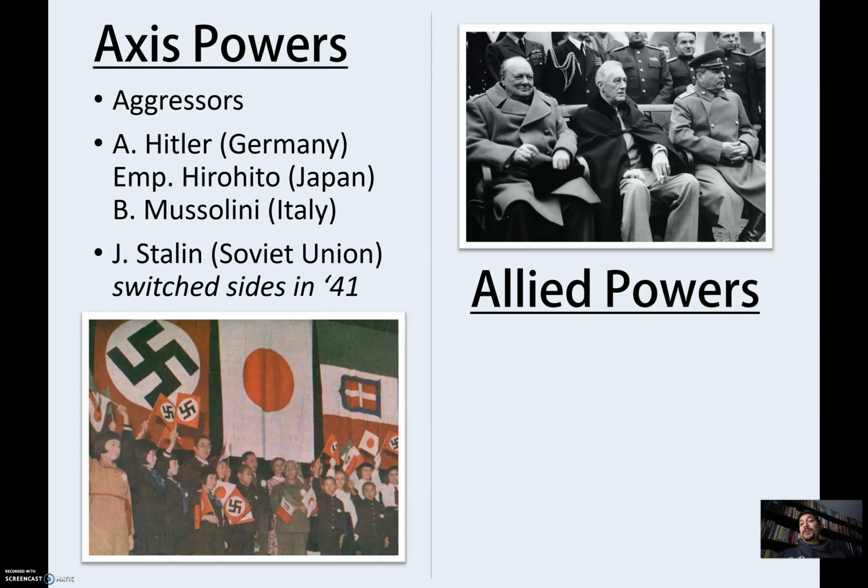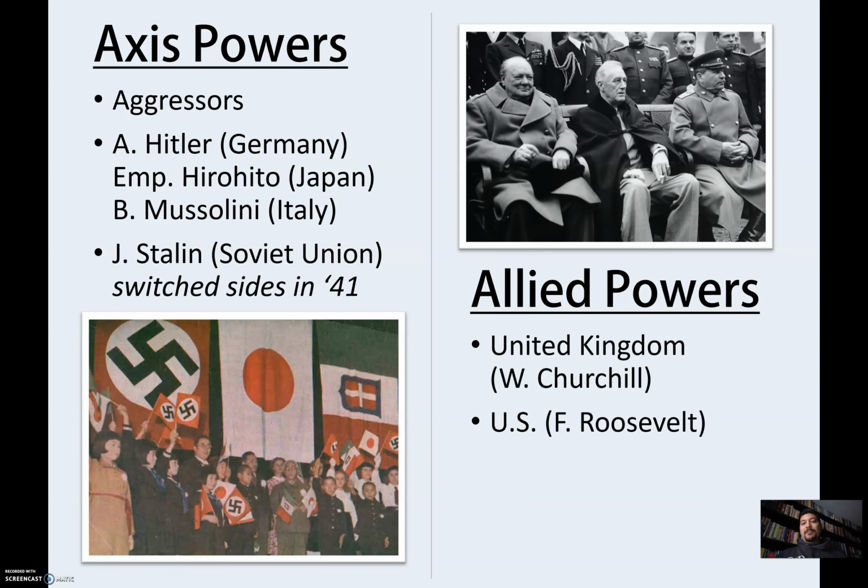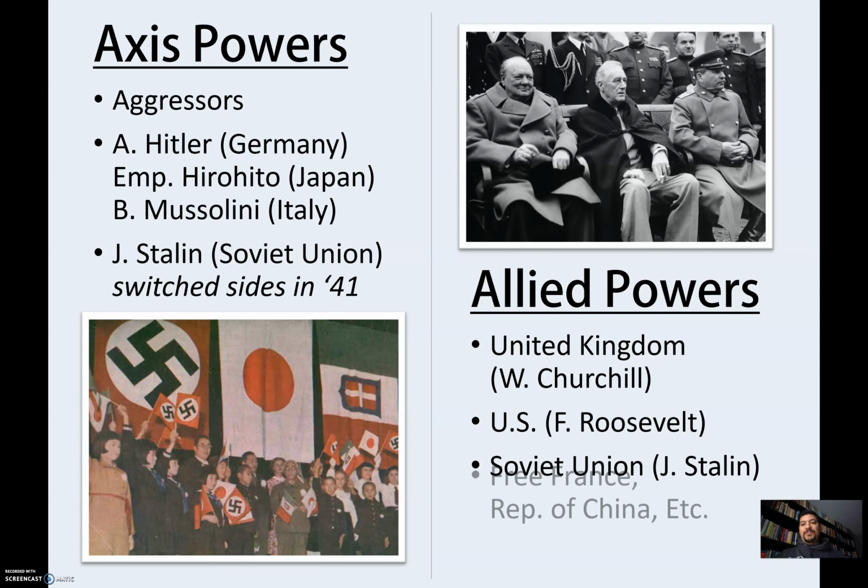So just a few months before the war is going to end, we have Churchill, we have Franklin Roosevelt, our president of the United States, and of course Joseph Stalin. So Allied powers: UK with Winston Churchill, he's the prime minister. Roosevelt, president of the United States, and then of course Joseph Stalin is the leader of the Soviet Union.